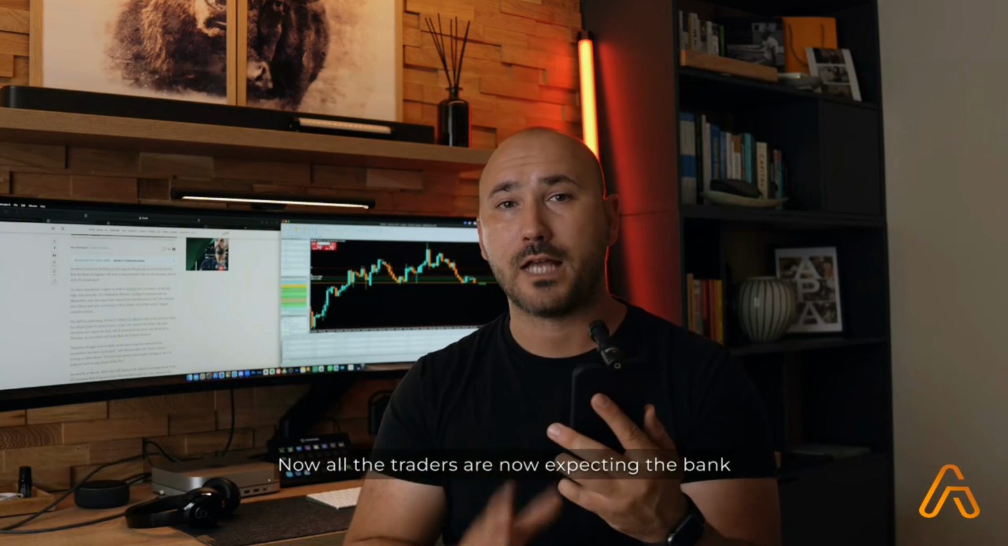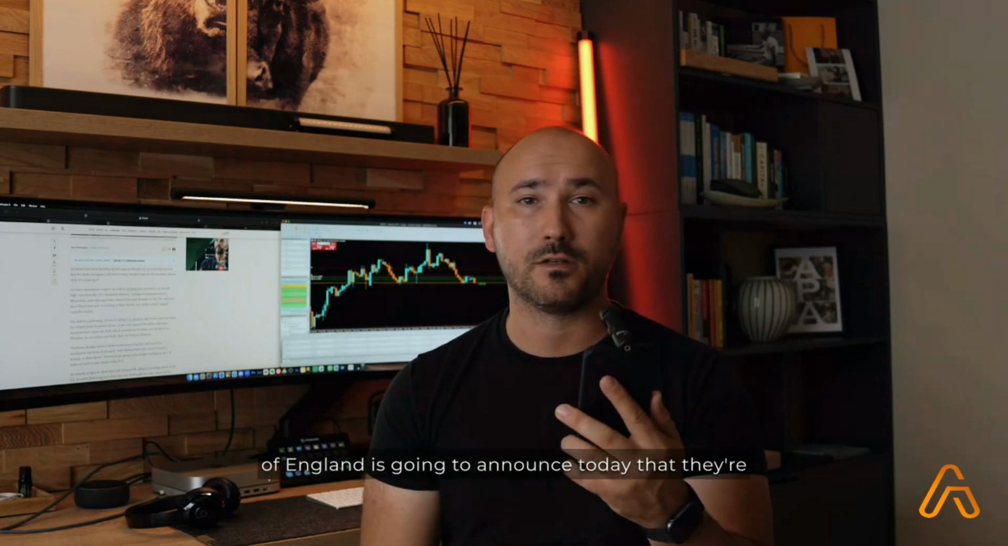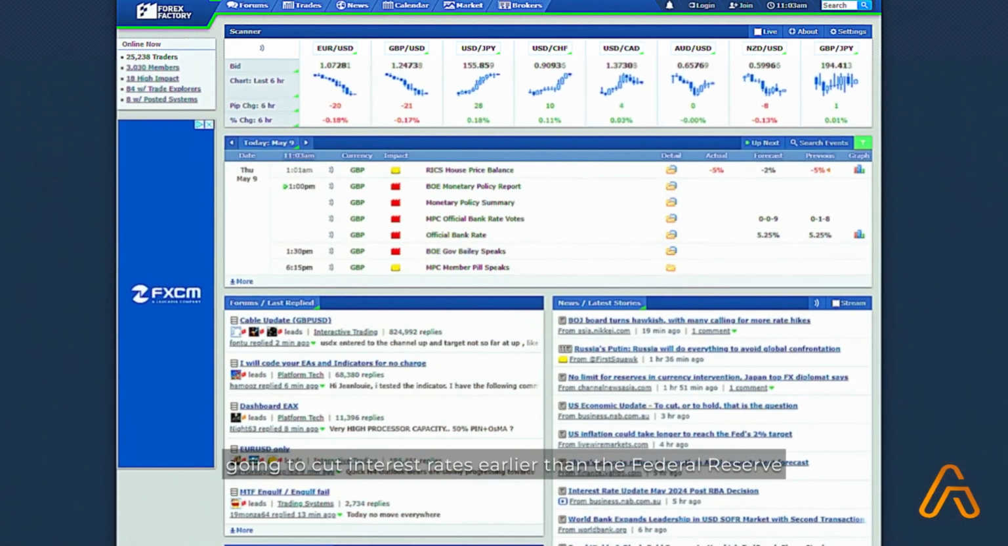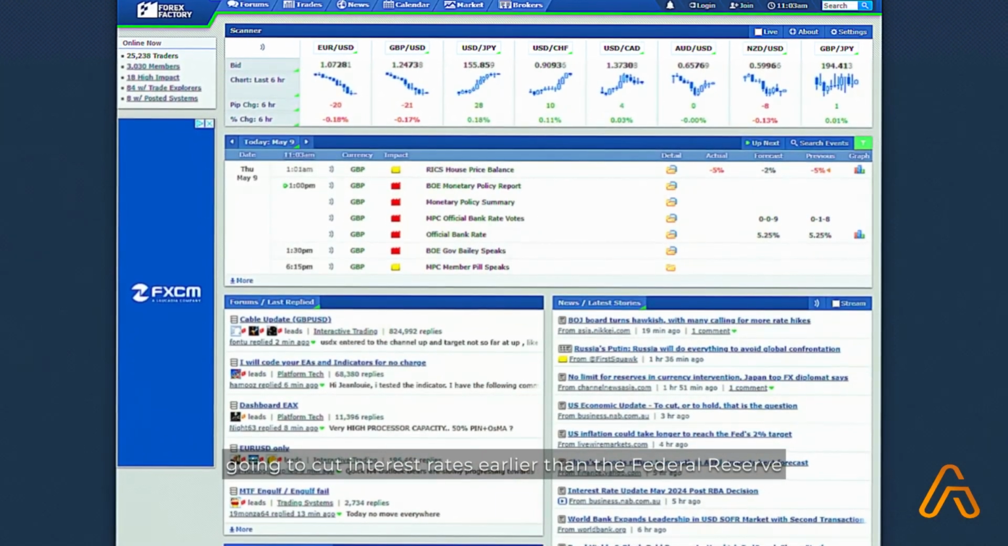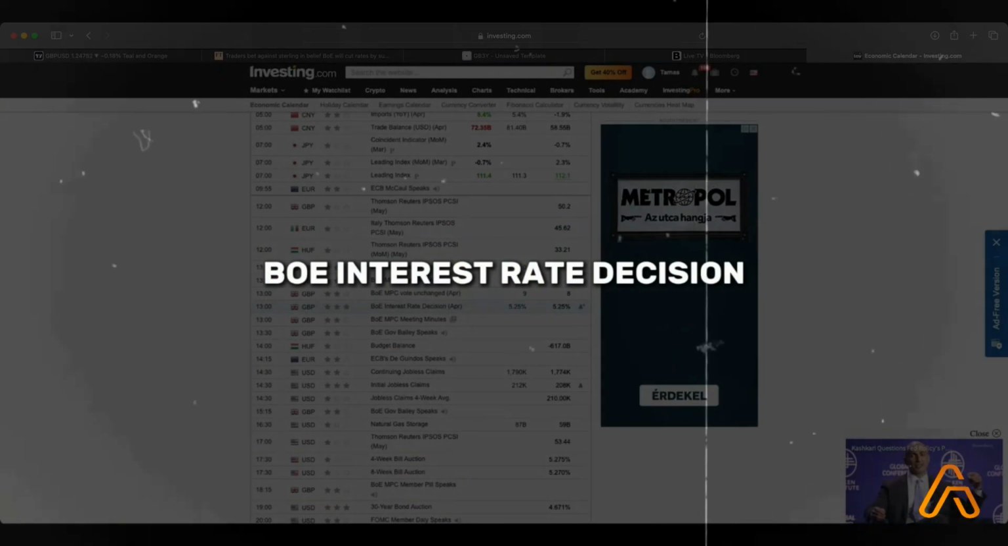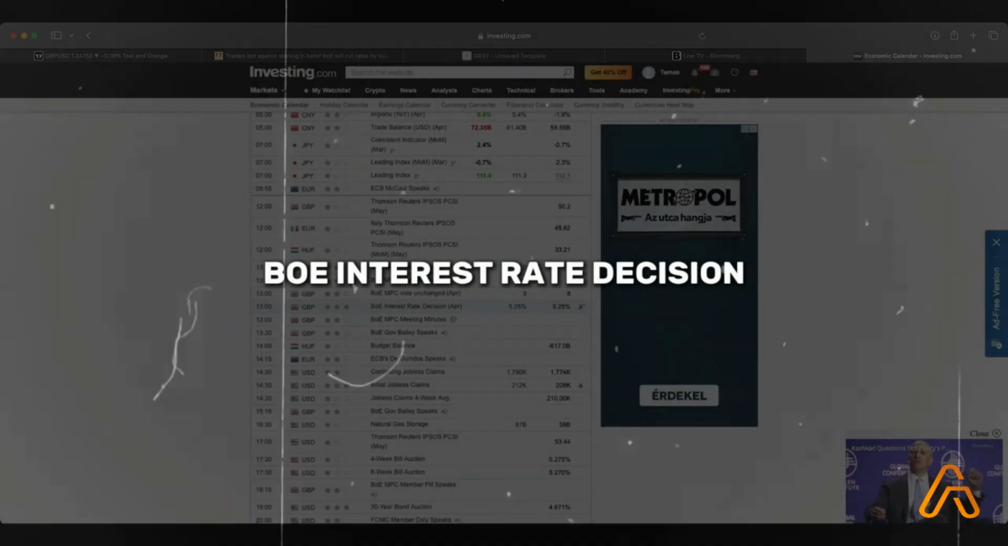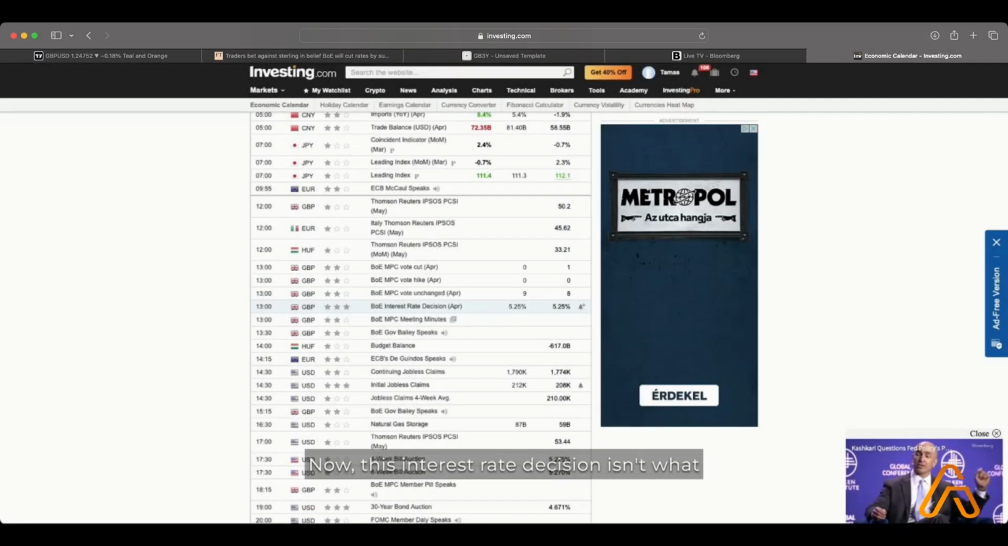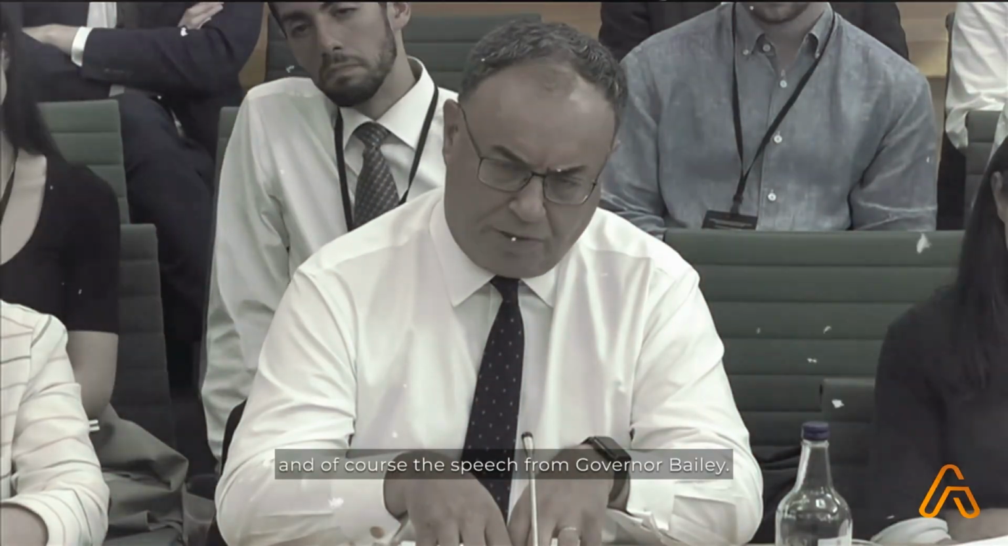Now, all the traders are expecting the Bank of England is going to announce today that they're going to cut interest rate earlier than the Federal Reserve. Bank of England is about to announce its interest rate decision at 1 p.m. Central European Time or 12 o'clock UK time. Now, this interest rate decision isn't what most professional traders are focusing on. The most important part is the meeting minutes and, of course, the speech from Governor Bailey.